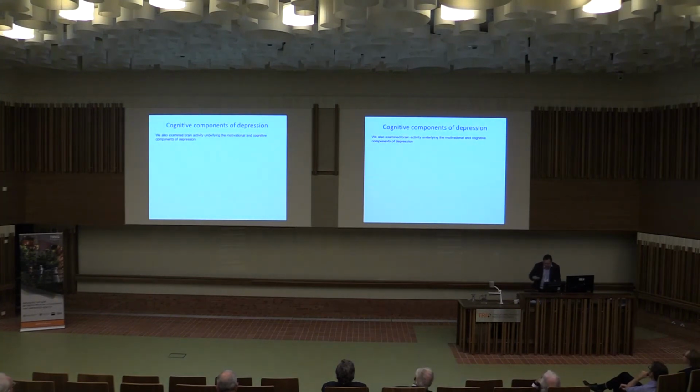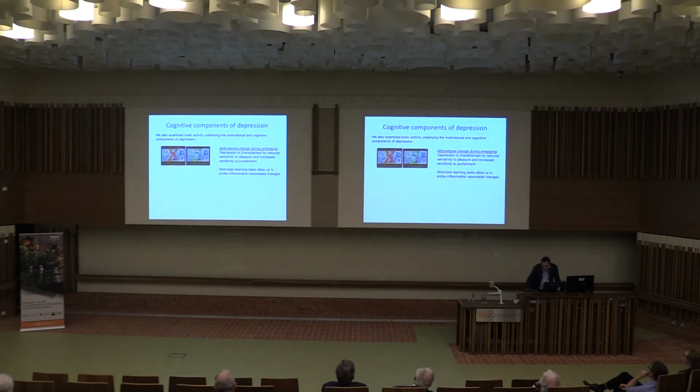We then went on, I'll be fairly brief, to look at a few other important components of depression. For example, motivational change during anhedonia, so decreased motivation. Are motivation circuits implicated? They're typically different in depressive states. People feel less drive, less motivation. Can we see an impact of inflammation and treatment on motivational learning?